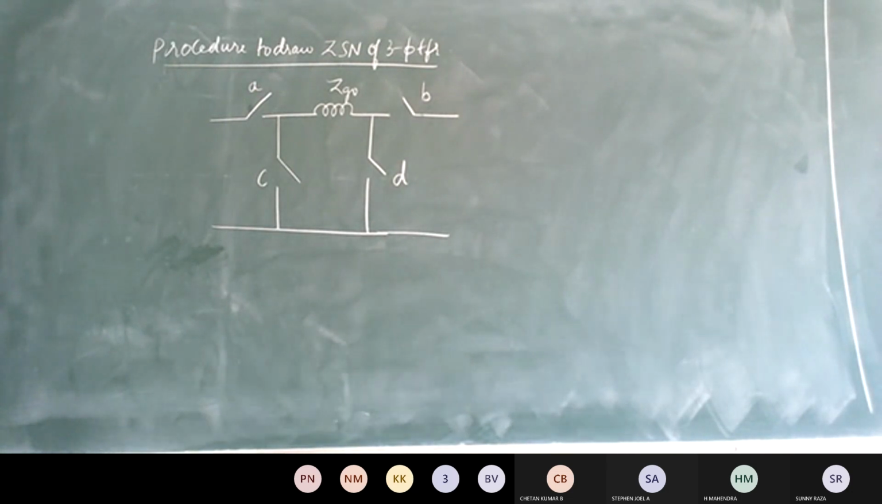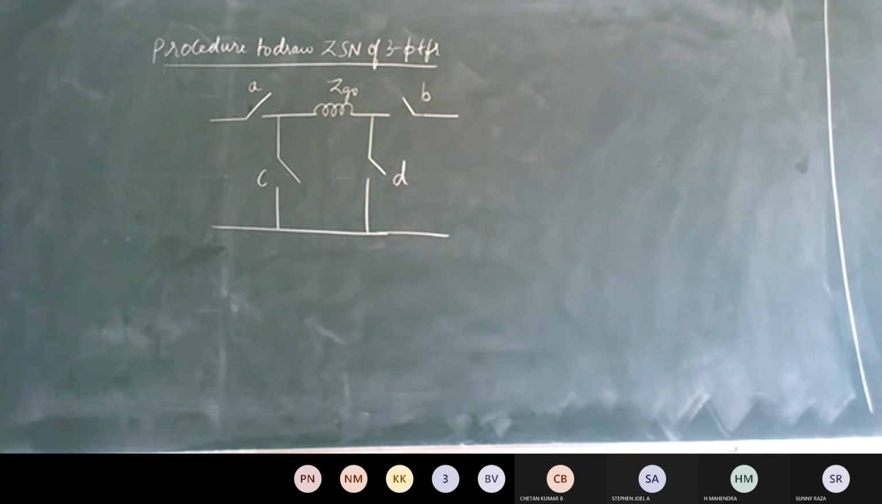Take down the next point: close switch B if the secondary is star connected with neutral grounded.